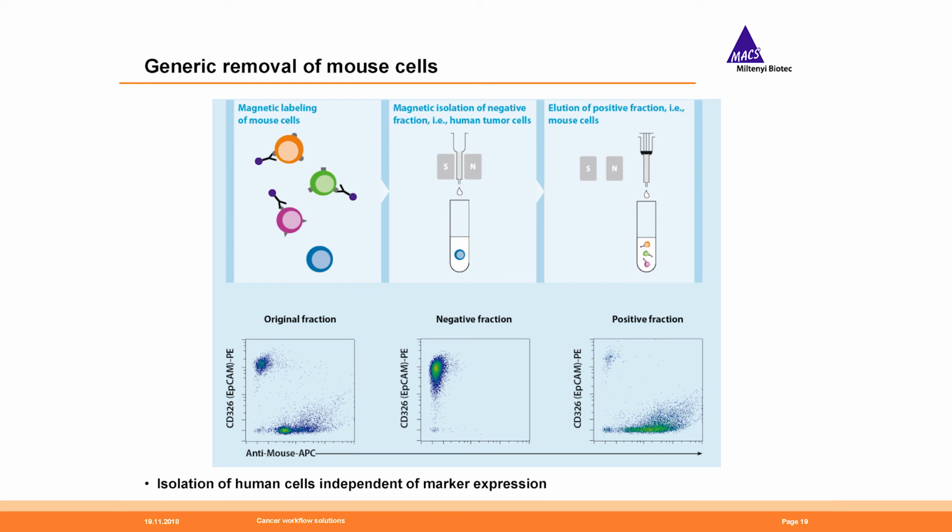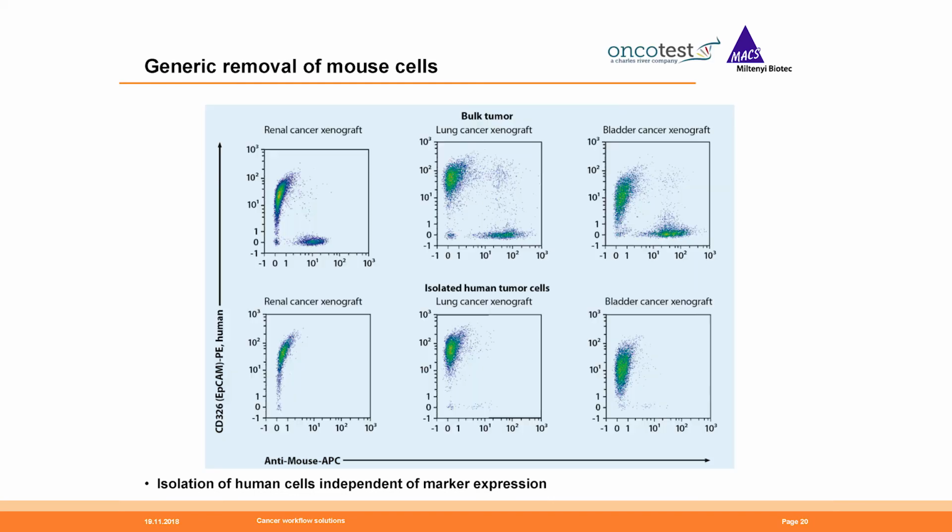So here you actually have the flow data also showing, where we have the original fraction, the negative fraction with EpCAM positive cells, and here then your positive fraction, which are basically the mouse cells. So it's a very simple procedure, 20 minutes in time, and you have a pure tumor cell population instead of working with all these different cells that are going to be interfering with your analysis downstream.